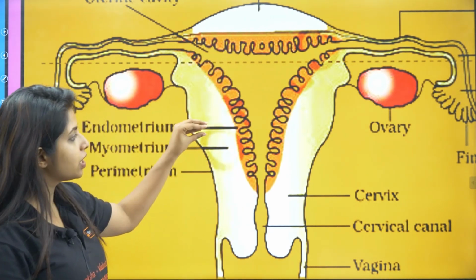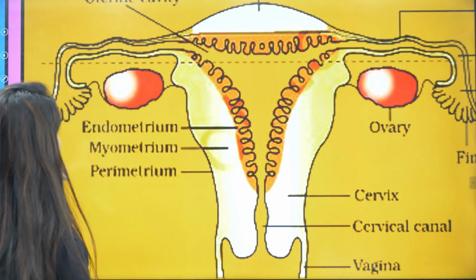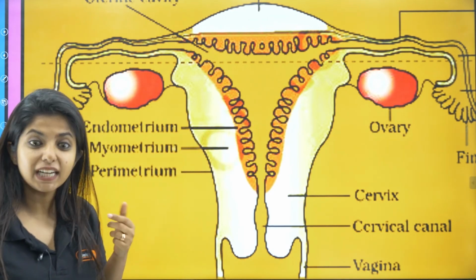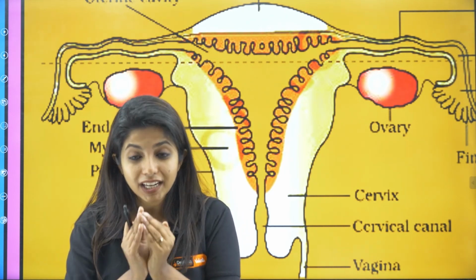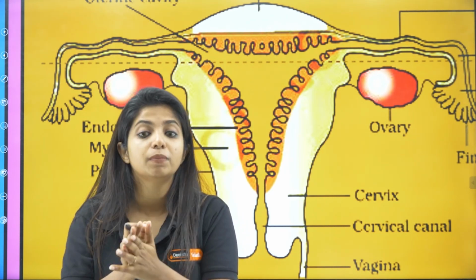And endometrium, what is the function of that? It is the glandular layer. As it is richly supplied with blood vessels and things like that, it is there for the nourishment of the baby if it forms.